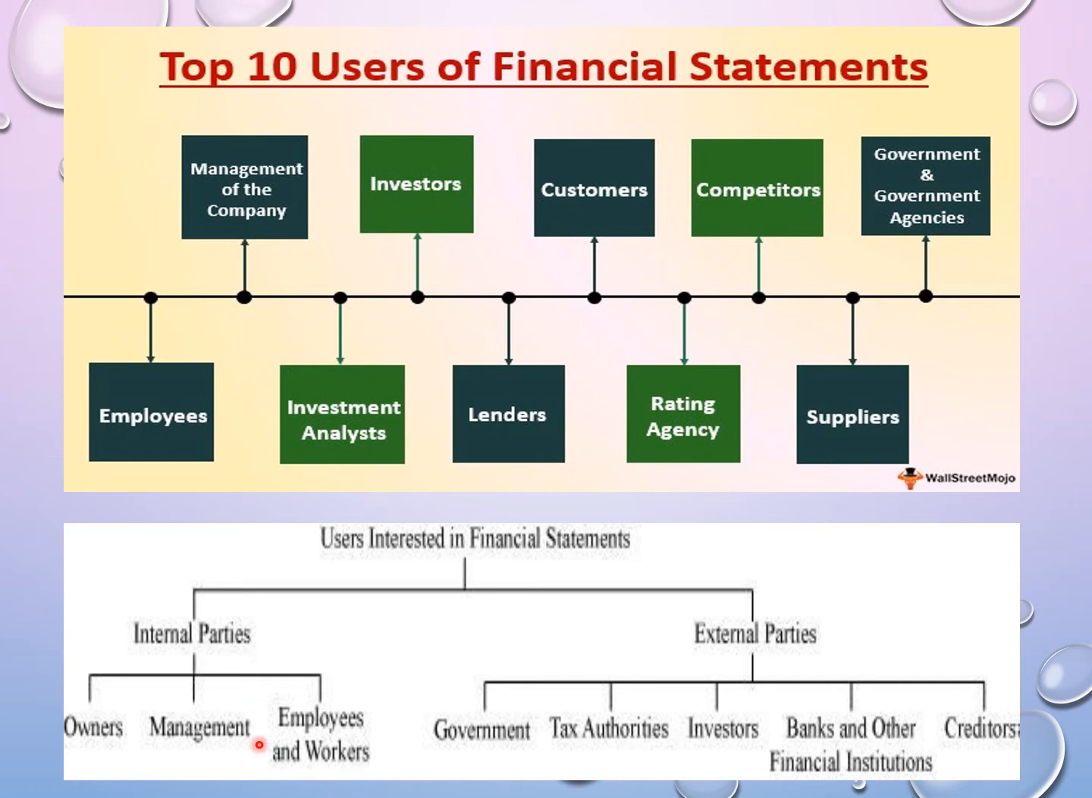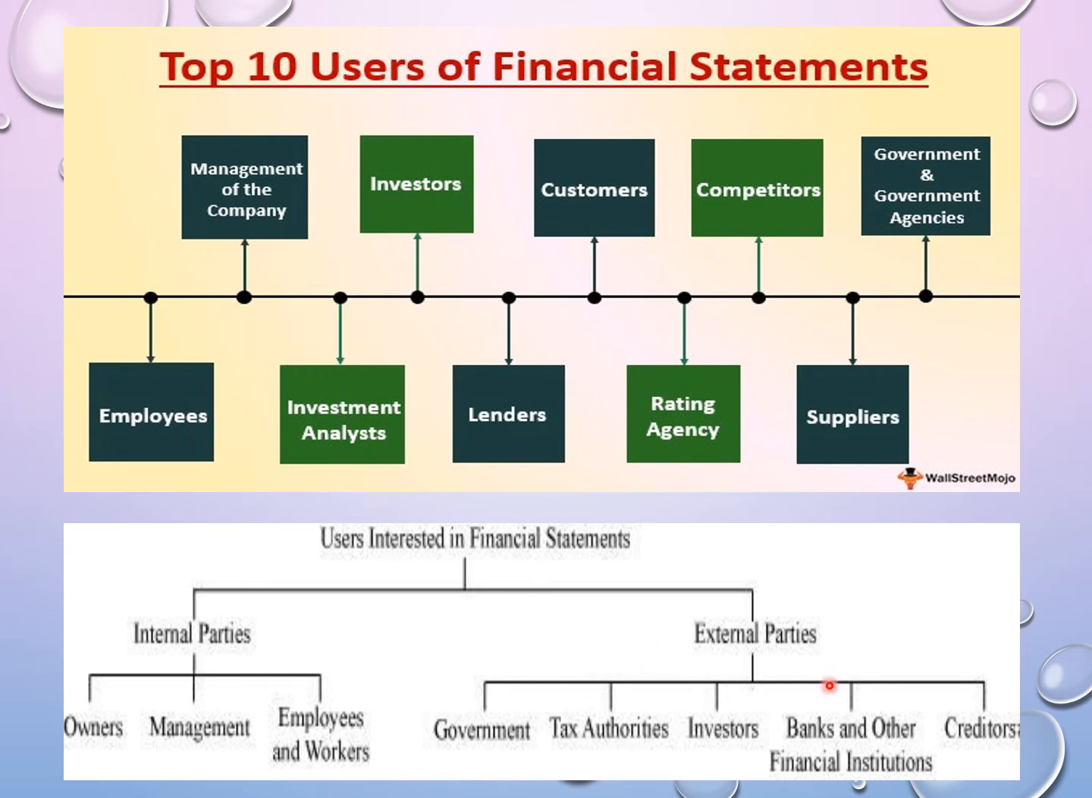Whereas if we talk about external parties or outsiders, these are government, tax authorities, investors, can be bankers or financial institutions, or our suppliers and creditors. These are outsiders or external parties which are interested in the financial statement of any company. Now let us understand one by one precisely.